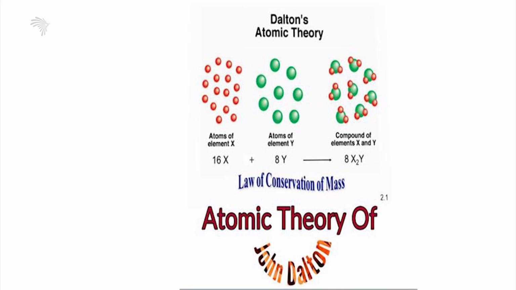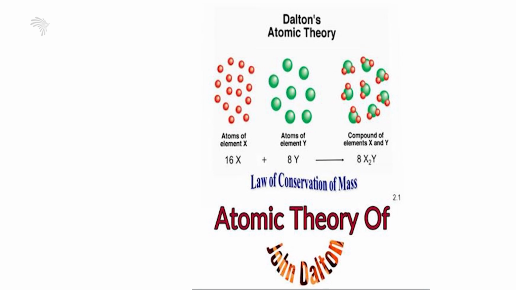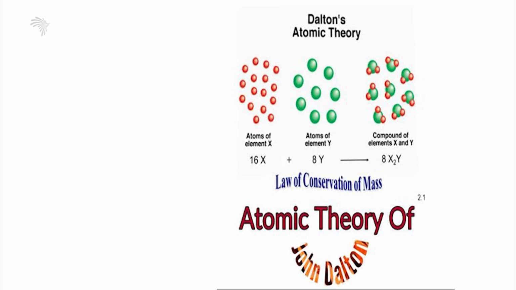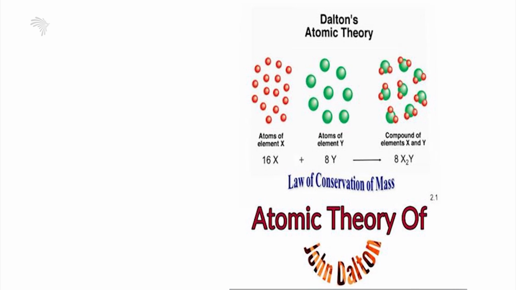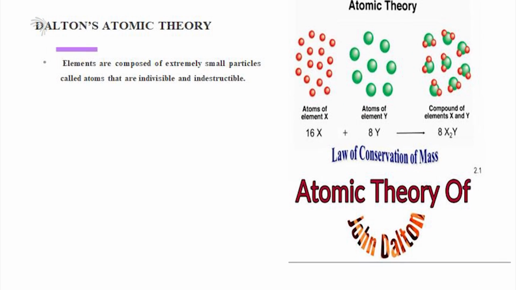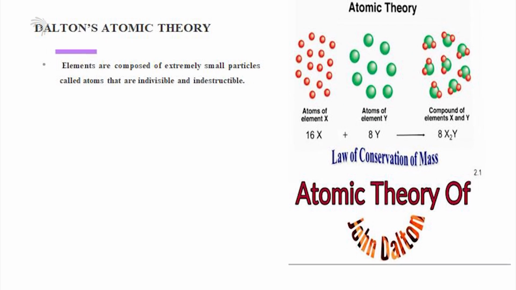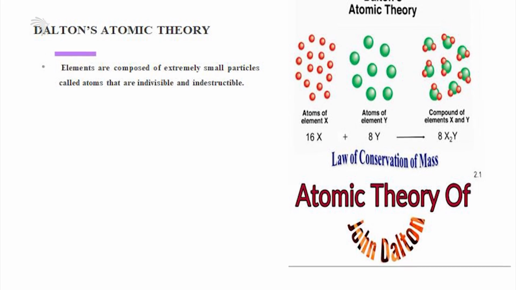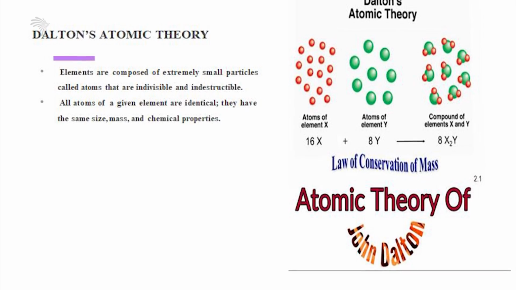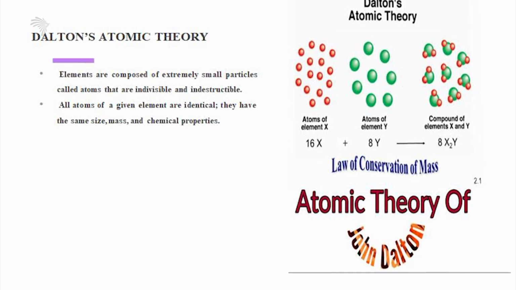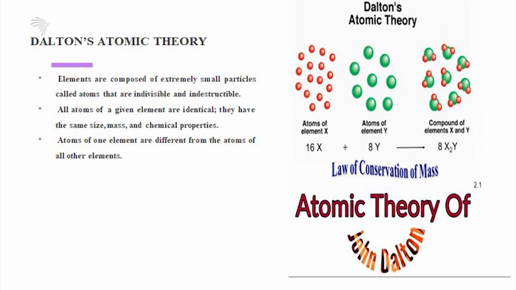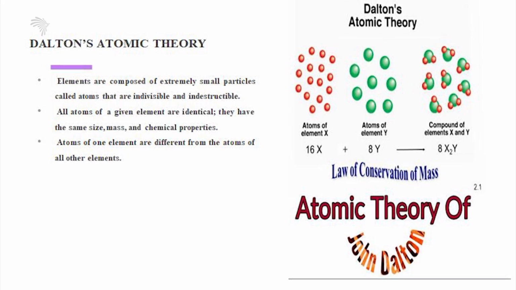After he composed his atomic theory, he released it, and it contains the following five statements. The first statement says elements are composed of extremely small particles called atoms that are indivisible and indestructible. Two, all atoms of a given element are identical, meaning they have the same size, mass, and chemical properties. Three, atoms of one element are different from atoms of all other elements.